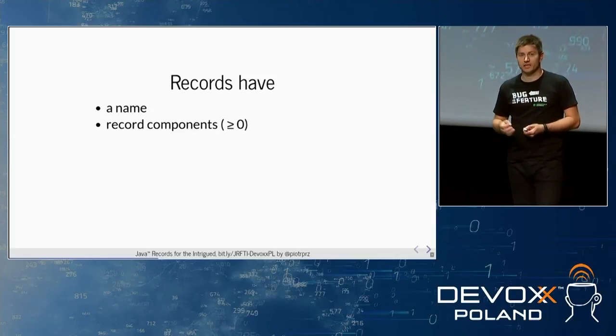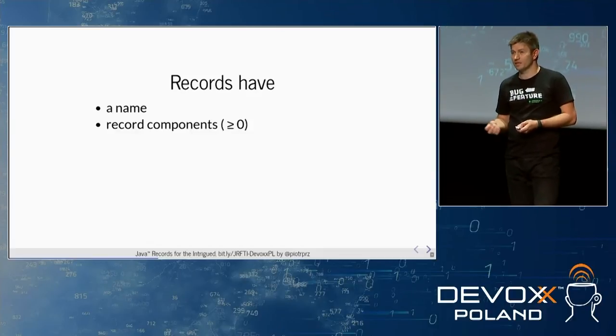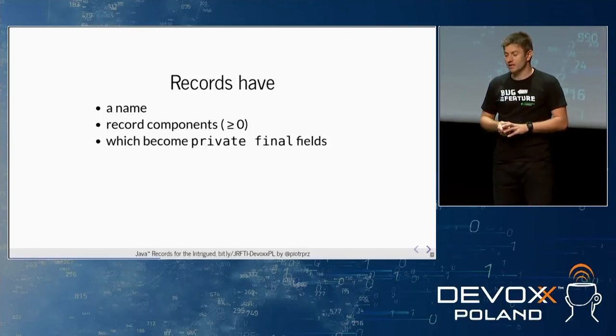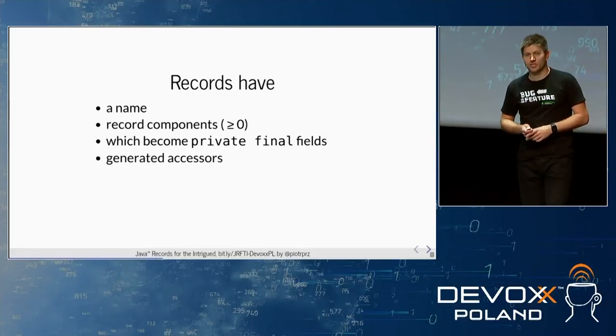And that might be surprising. The number of components can be zero, and sometimes it makes sense. I mean, these cases aren't that popular, but still they may exist. These components eventually become private final fields, and they have generated accessors. We'll get to accessors in a second.